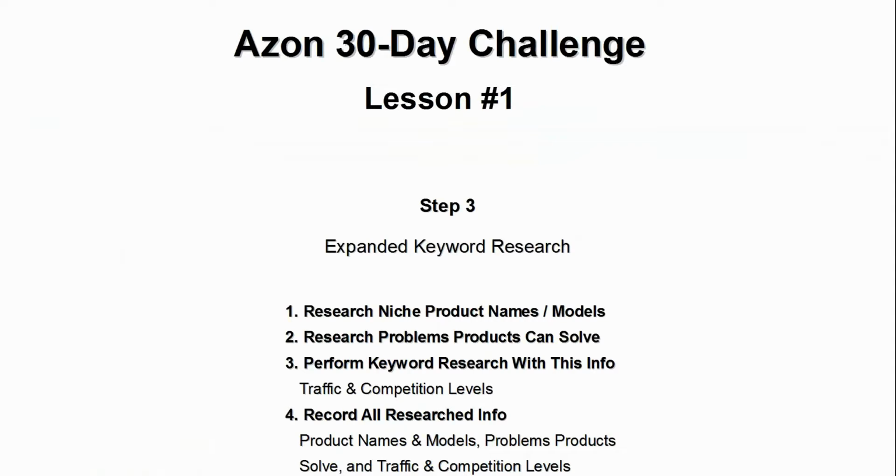So what we're going to do is things like researching different product names and models that relate to this niche. We are also going to research some of these problems that the products can solve. And then we can perform keyword research with this information. And as always, we want to be recording all of the information that we are researching here, because this information can help us to decide on which niche we're actually going to pursue.